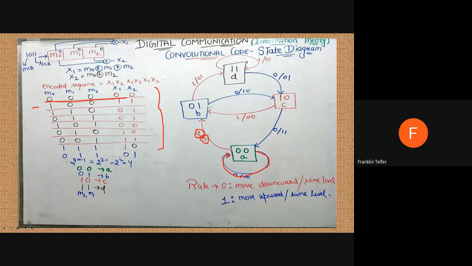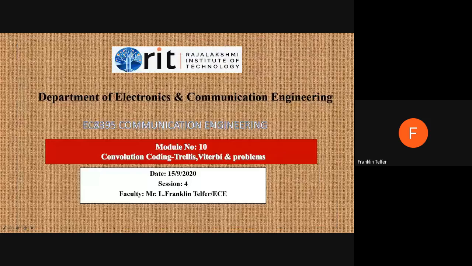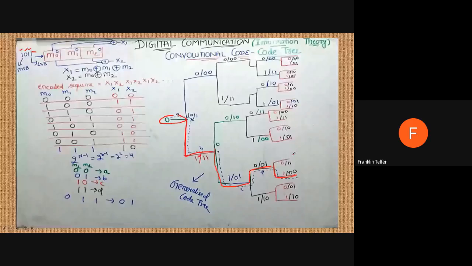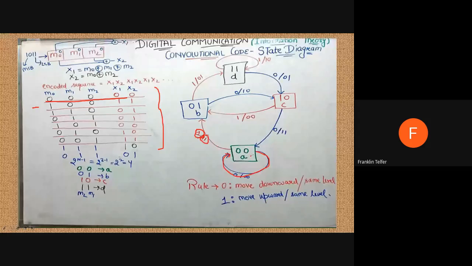Either way, we can also move from A to C, right? Why are we moving from A to B? Because on the code tree, on the second shift, you can see that it is B of 1 1. So every state will have two possibilities, either 0 or 1. At the 1 you have to move upward, and it's going to B. So this is over. Let us go to B.